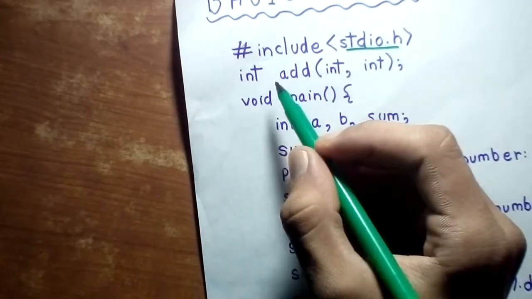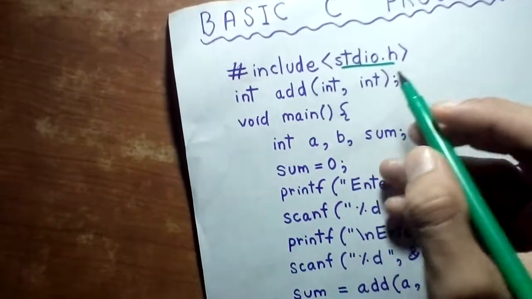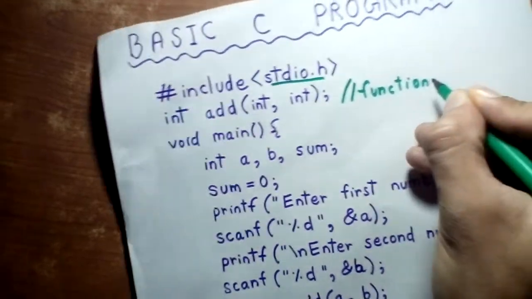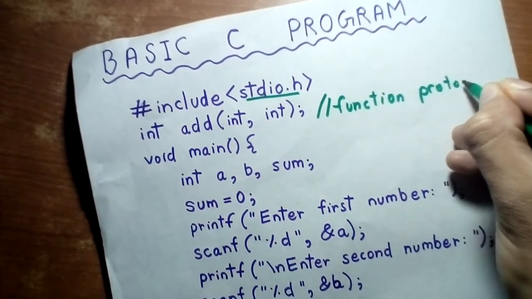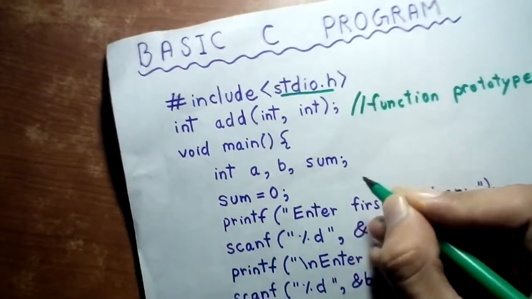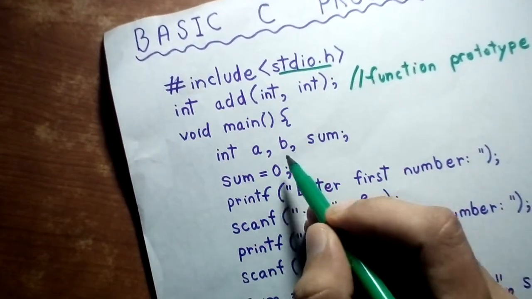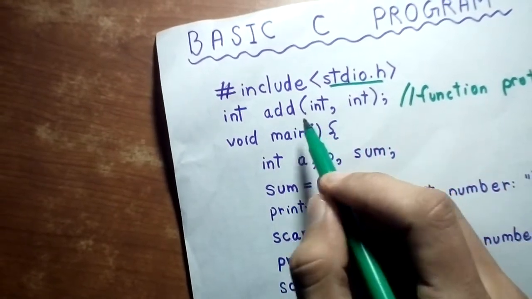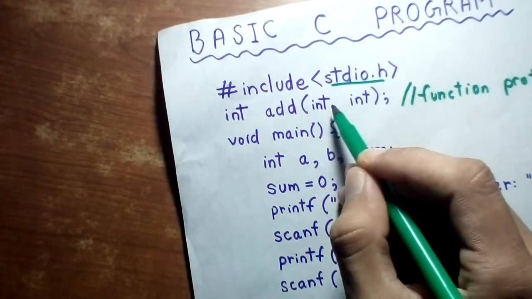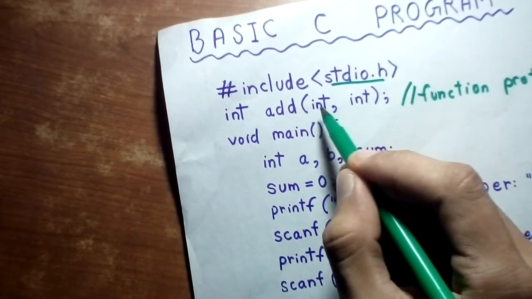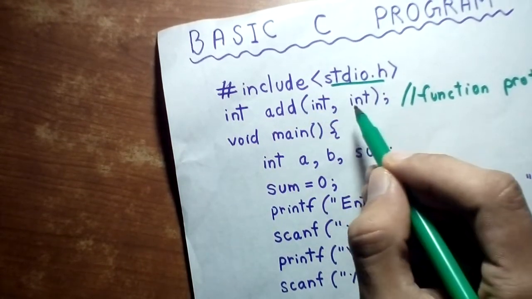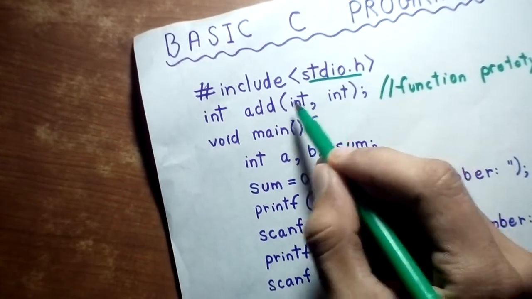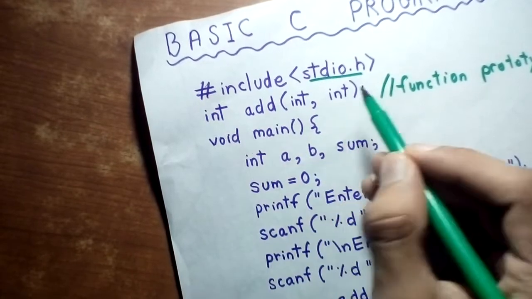Now the next is int add(int, int). What is this? This is a function prototype. This is much the same way how we declare variables such as int a, b, sum. In the same way, we can also declare a function, int add. Here, it's not necessary to give the parameter variable names such as int x, int y. Although you can give the names, we just specify the types here, and we come to know the number of parameters by looking at the function declaration.